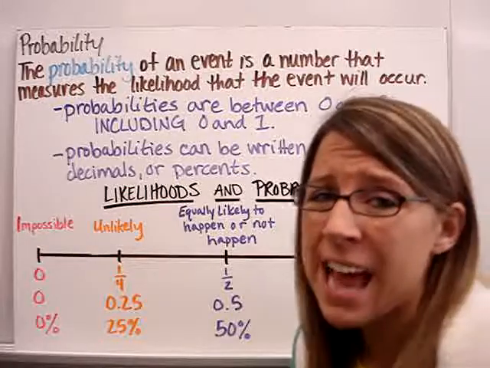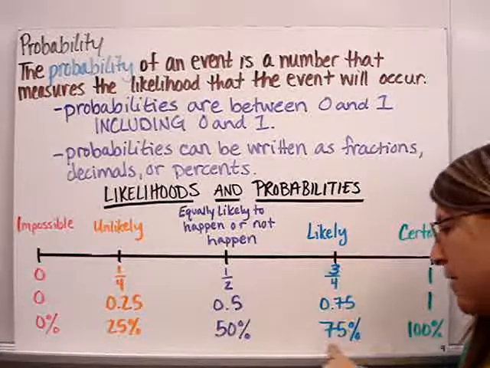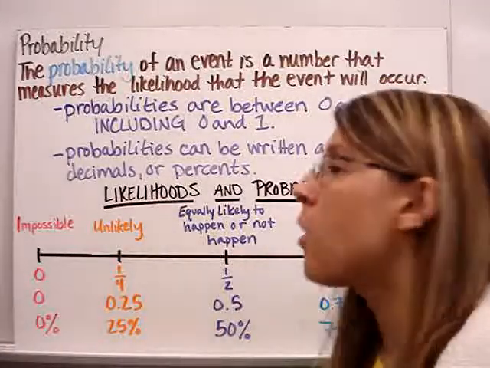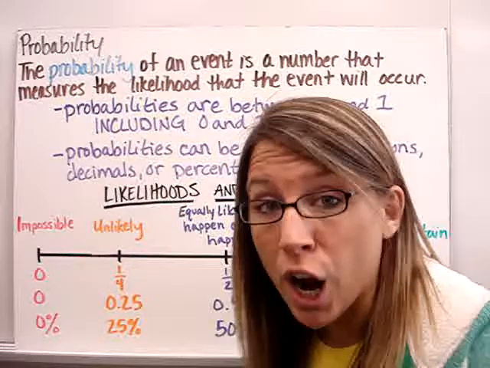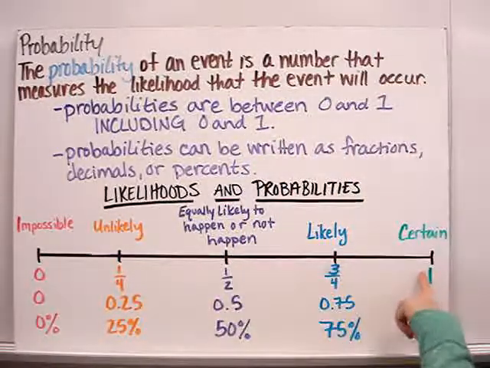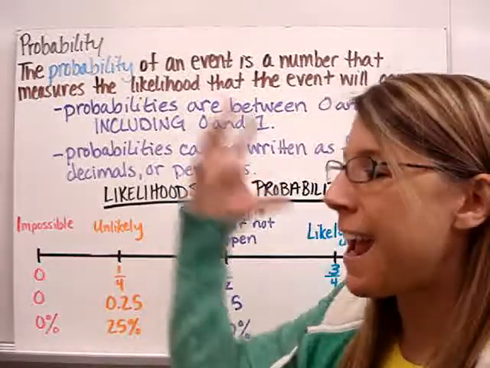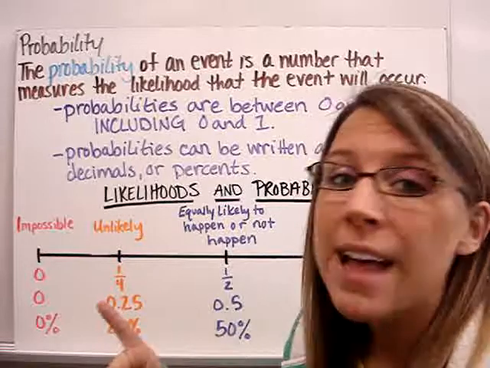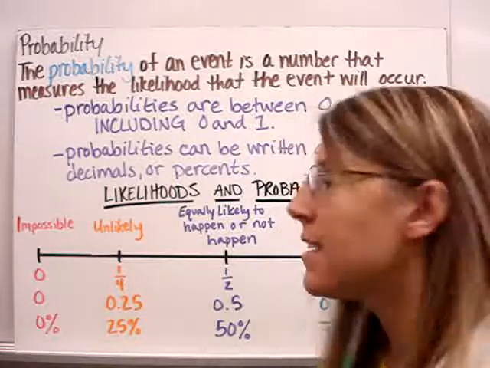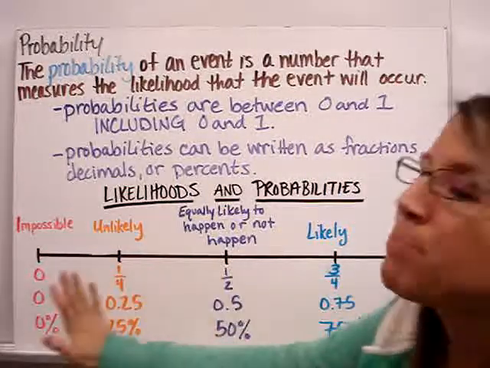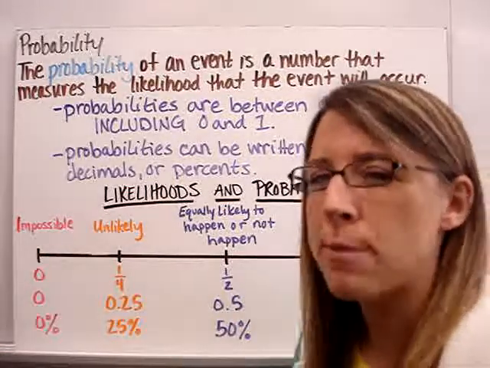If something is likely to happen, then it is a greater than 50% chance. We're going to measure likely around 75%, which as a fraction is 3/4. And then if something is certain to happen, it's a 100% chance that it will occur. Makes sense? That is the number 1. Recall back to when we worked with fractions, decimals, and percents, and I had the circles. 1 as a fraction, 1 as a decimal is 100% as a percent. So this will help you very much. This spectrum is incredibly powerful, I think, to helping you understand the likelihoods as probabilities.